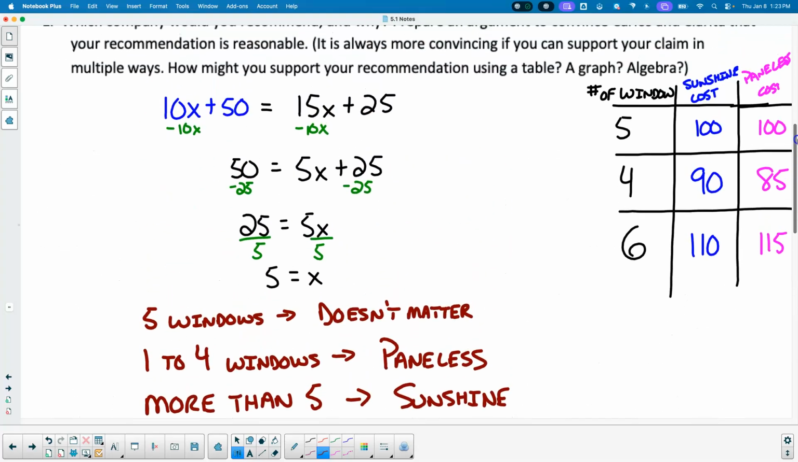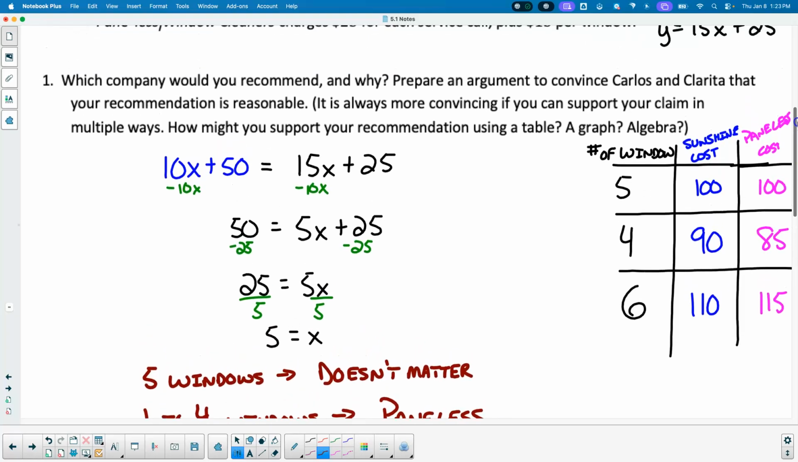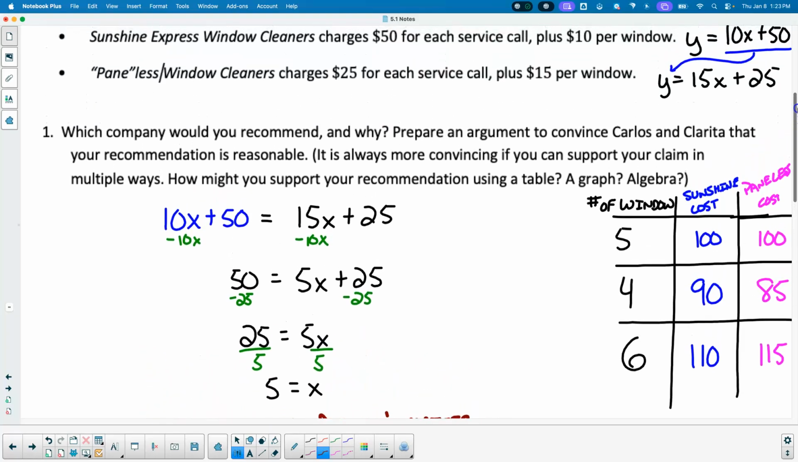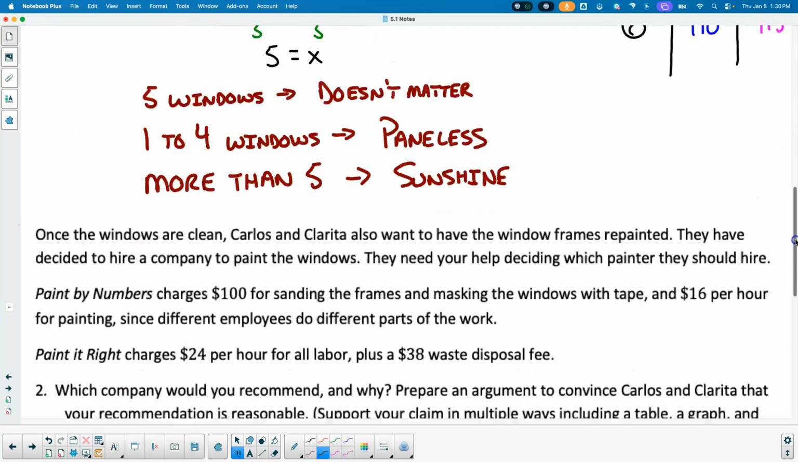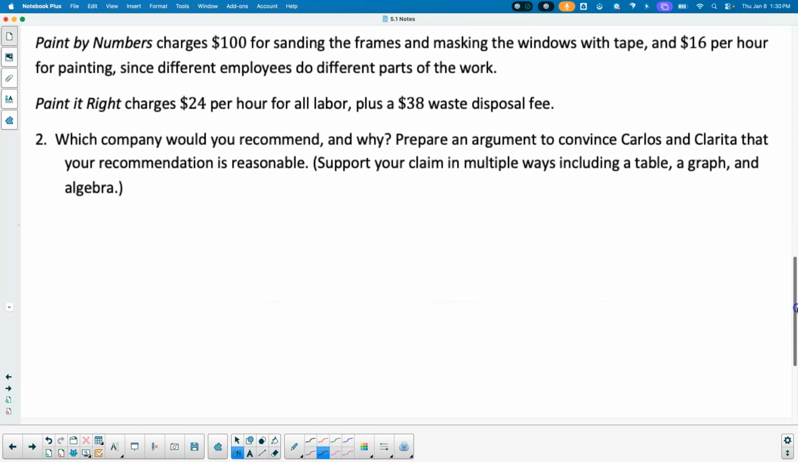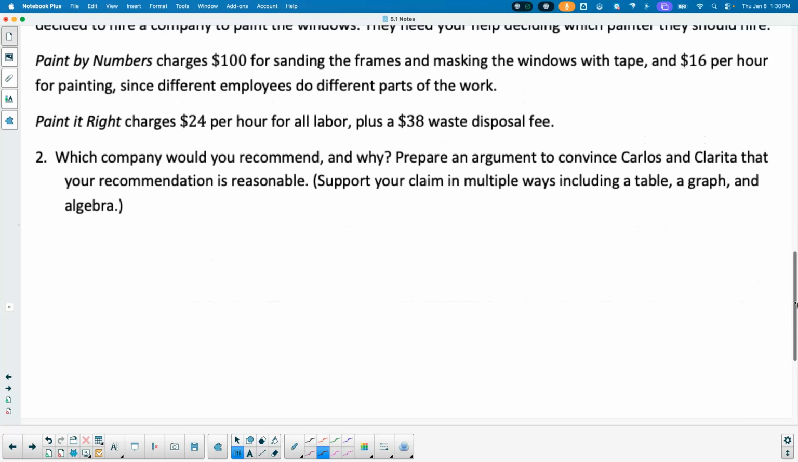So here is all of that work. Mr. Huntsman. All right, so painted by numbers.